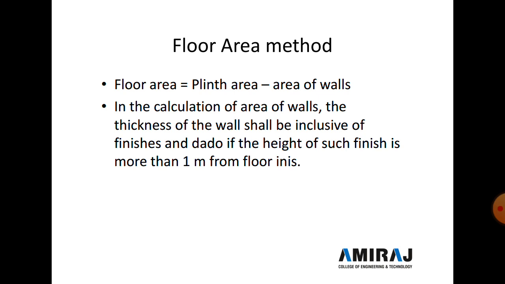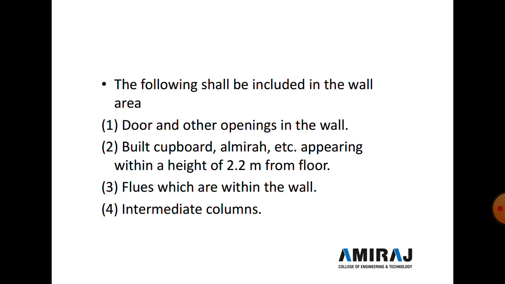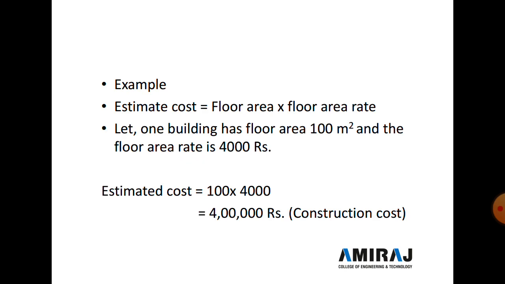First is doors and other openings in the wall. Second is built-in cupboards, almirahs, etc., appearing within a height of 2.2 meters from the floor. Third is flues which are within the wall. And fourth is intermediate columns. So here an example is given for the floor area method.